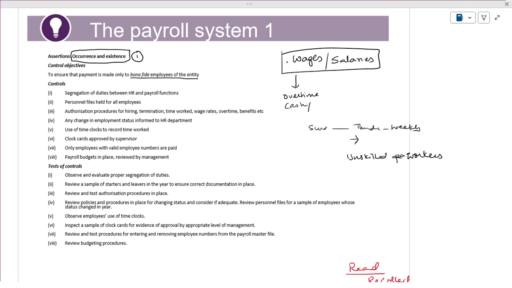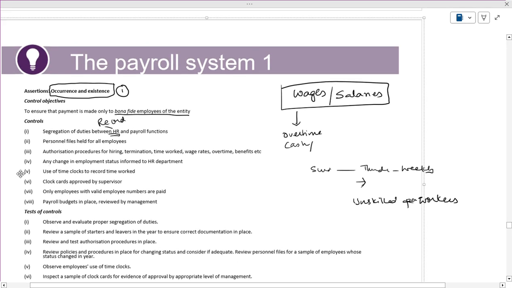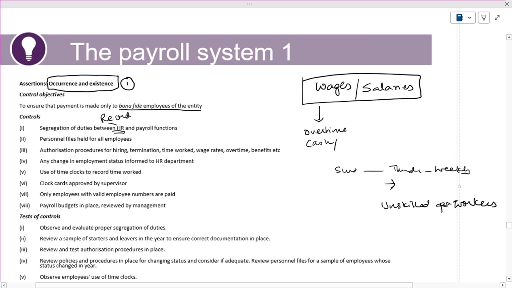Now, you will have two different people. HR people will record all the employees in the register, as such. Any joining, any leaving: the people who are joining, the people who are leaving.